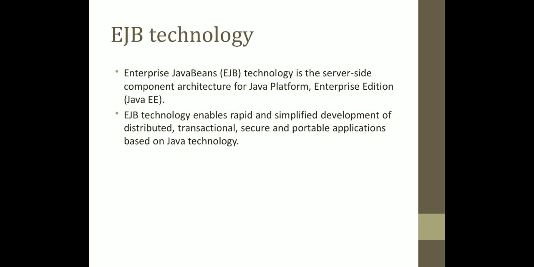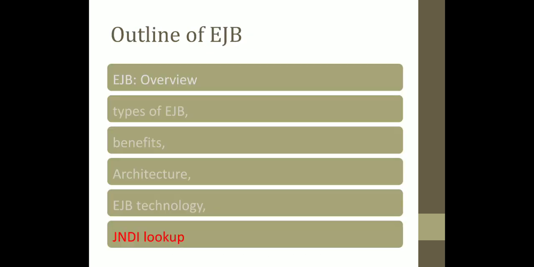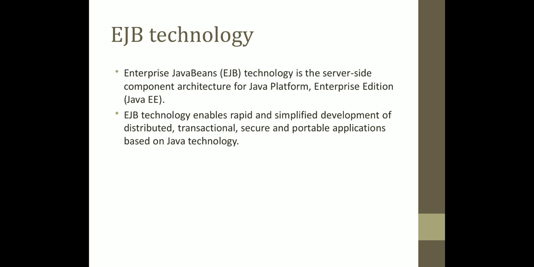Then the technology again contains the things that are included in the architecture itself. Okay, so this technology is basically focusing on rapid or transactional applications. Okay, and as we have seen, the EJB technology or enterprise Java Beans are focusing on Java. So Java related applications are mainly used in EJB technology. So faster transactions can be done and secured with the technology.